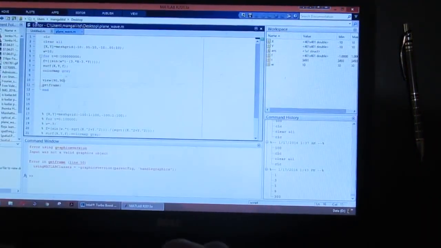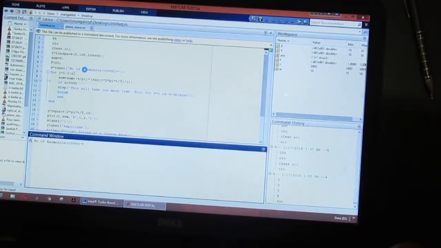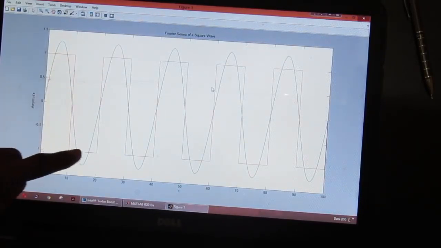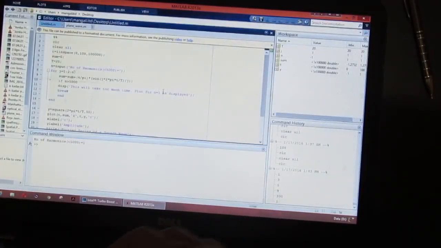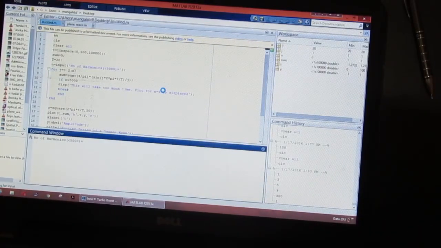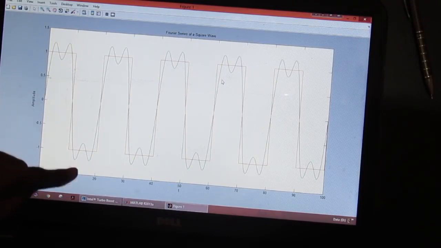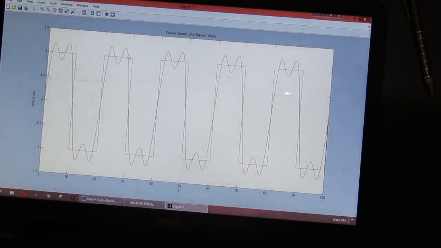Now first of all, let's take only one term, n equal to 1. As you can see, you have only one sine, because this is your original function f(x), and this is only one term. You are not taking all the terms. Now let's start taking more and more terms. If you take n equal to 3, that means you're taking 2 terms. Here you can see the sum: sine of pi x divided by T plus sine of 3 pi x divided by T. Now, as you can see, this is slowly coming towards the square pulse.